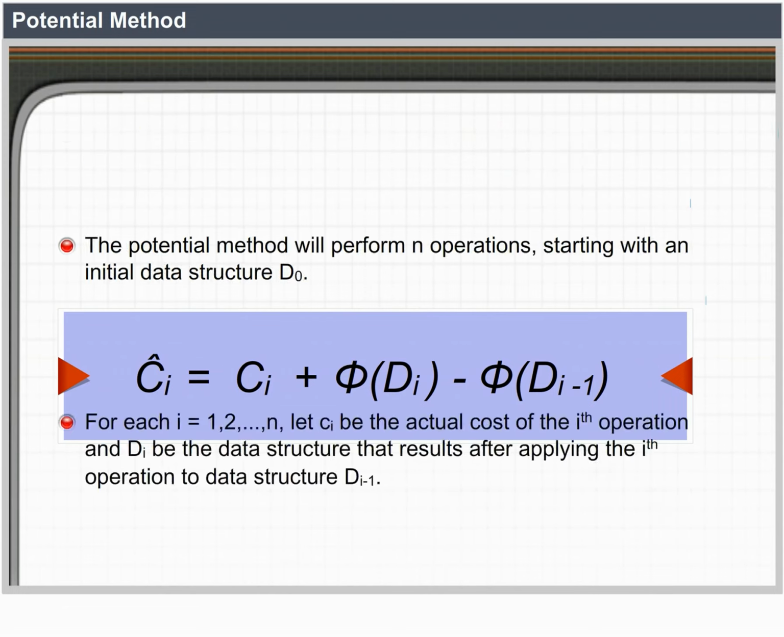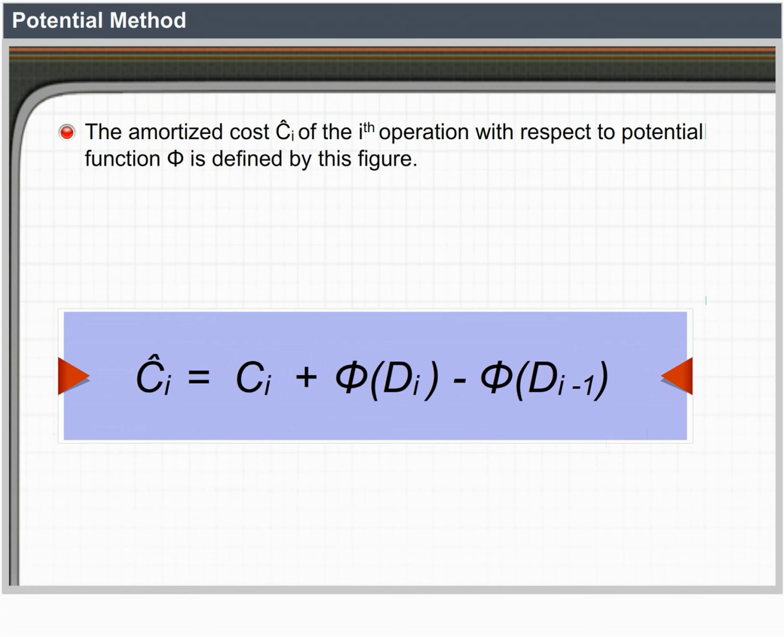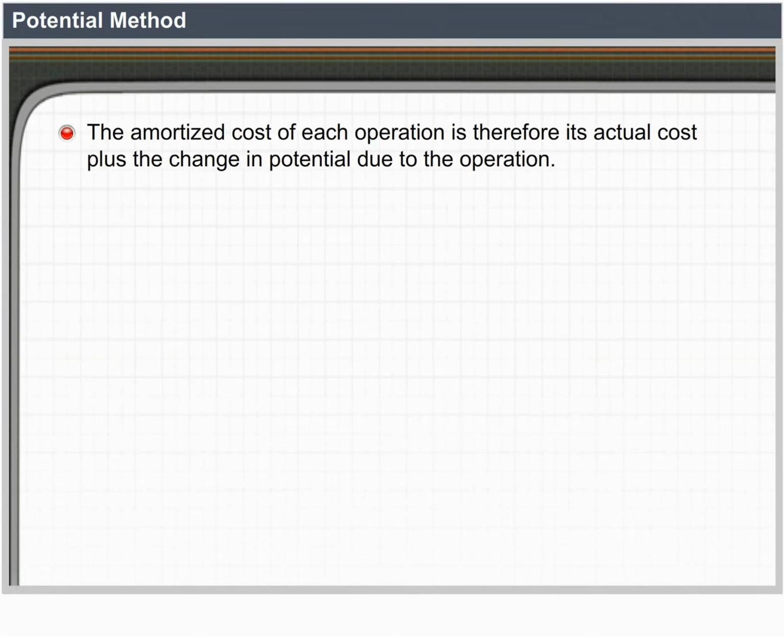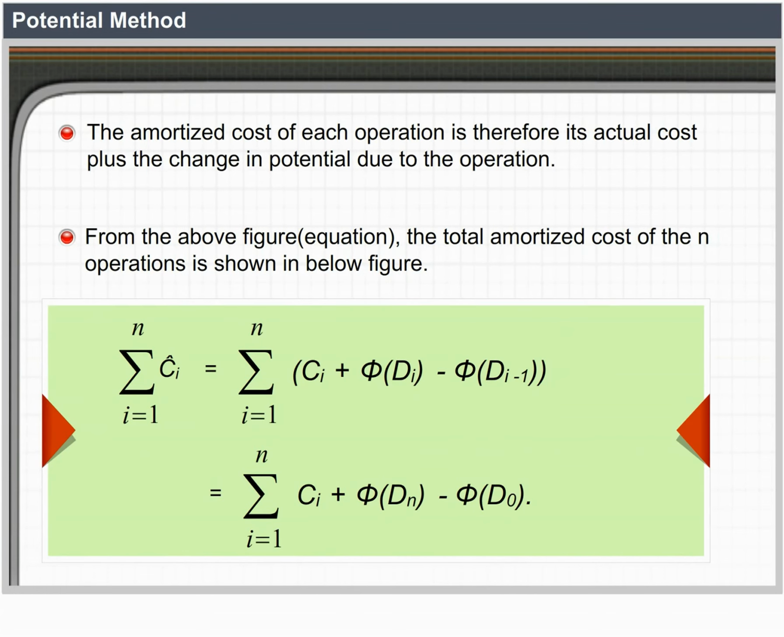A potential function phi maps each data structure Di to a real number phi of Di, which is the potential associated with data structure Di. The amortized cost Ci cap of the ith operation with respect to potential function phi is defined by this figure. The amortized cost of each operation is therefore its actual cost plus the change in potential due to the operation. From the above equation, the total amortized cost of the n operations is shown in this figure.